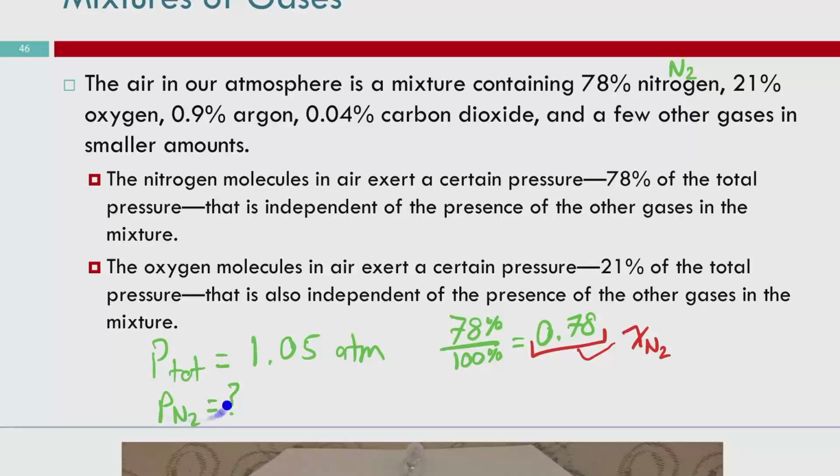So then to find the partial pressure of nitrogen, it's 0.78, the fractional composition of the nitrogen, times the total pressure, so the nitrogen is exerting a pressure of about 0.82 atmospheres.